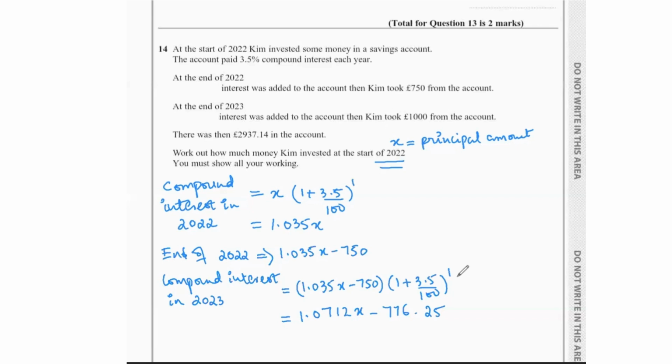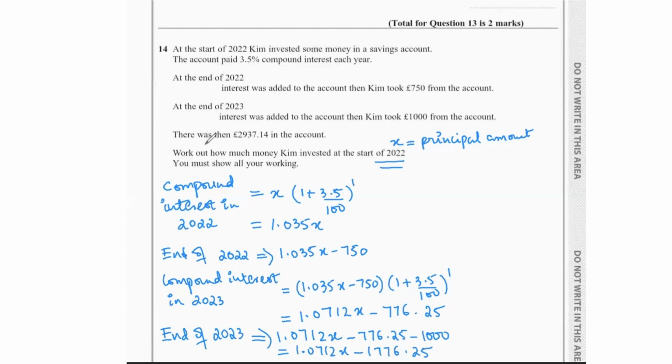So now at the end of 2023, she's taking 1,000 from the account, which means we'll subtract 1,000 from this amount. So end of 2023, we have 1.0712x minus 776.25 minus 1,000, which leaves us with 1.0712x minus 1,776.25. This is the amount that she has at the end of 2023.